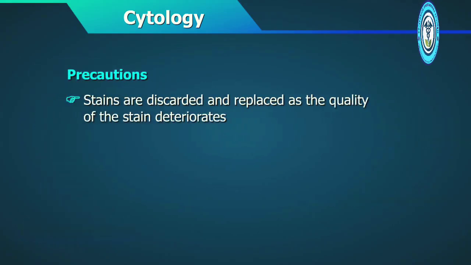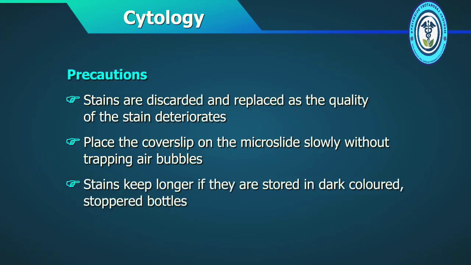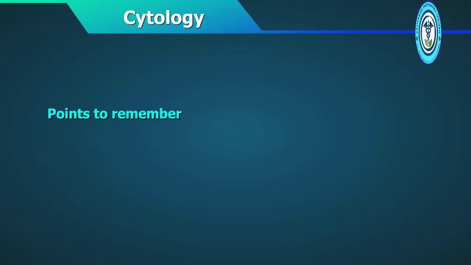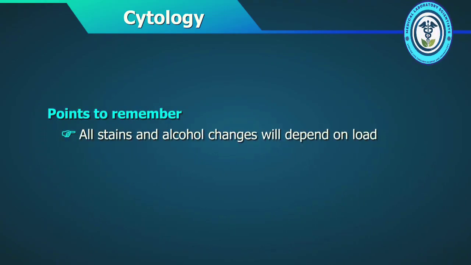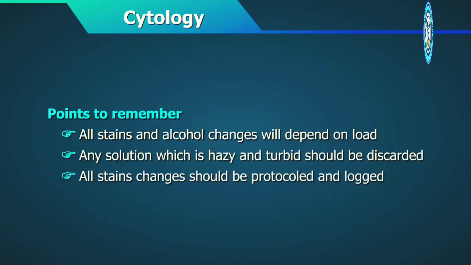Stains are discarded and replaced as the quality of the stain deteriorates. Place the cover slip on the microslide slowly without trapping air bubbles. Stains keep longer if they are stored in dark-colored, stoppered bottles. Points to remember. All stains and alcohol changes will depend on load. Any solution which is hazy and turbid should be discarded. All stain changes should be protocoled and logged.